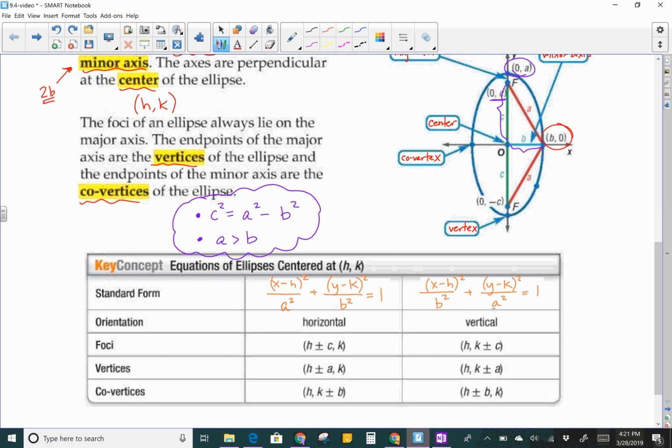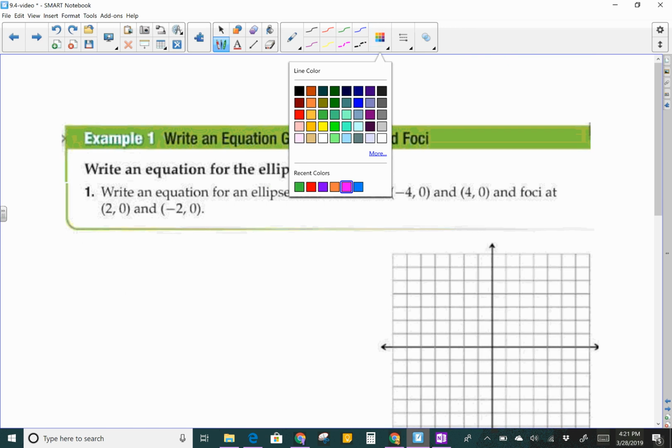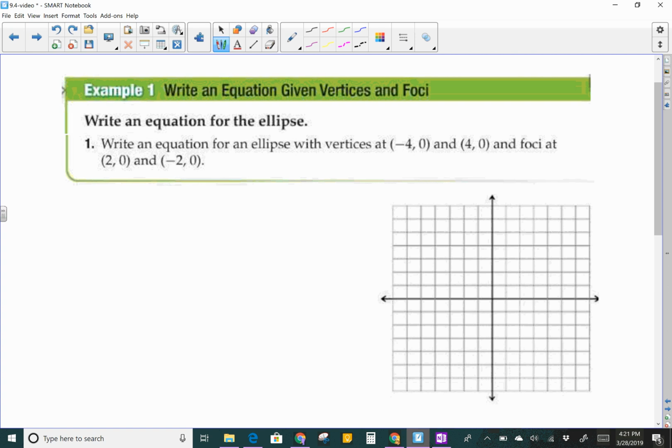So let's go graph some. All right, this one says write an equation for an ellipse whose vertices are (-4, 0) and (4, 0), and foci are at (2, 0) and (-2, 0). So we don't have to graph it, but I'm telling you right now, whether you have a grid or whether you just sketch it on your paper, it's much easier to do with a graph.